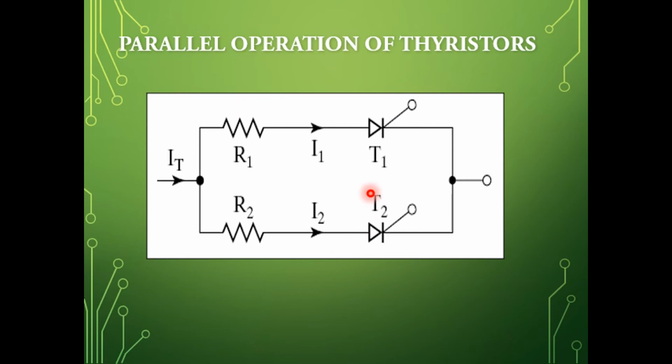For dynamic current sharing, in addition to this resistor, we need to have an inductor, so that any change in the current through one inductor will cause an equal current change in the other inductor, so that we can achieve current sharing among any number of thyristors connected in parallel.